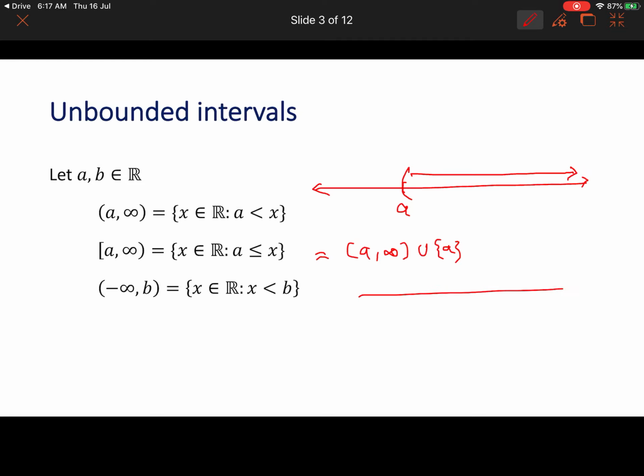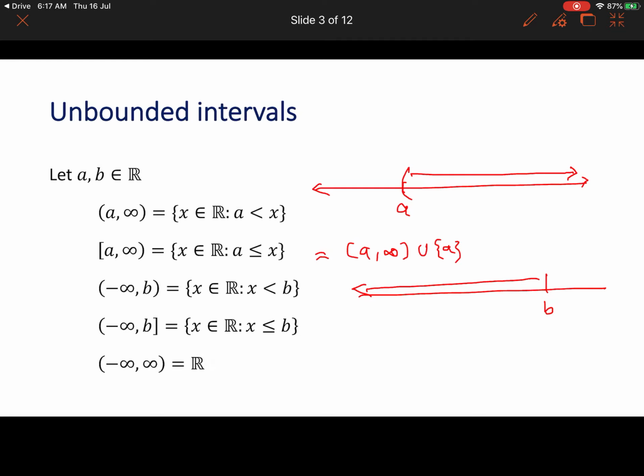Now minus infinity to b. How can we define it? Here you have b. The interval (minus infinity, b) means all elements to the left of b. So it is the set of all x element of R such that x is less than b. So b is not an element here. Now (minus infinity, b] is the set of all x element of R such that x less than or equal to b. Then one more interval is there, (minus infinity, infinity), which is the entire real line. These are the five types of unbounded intervals in R.